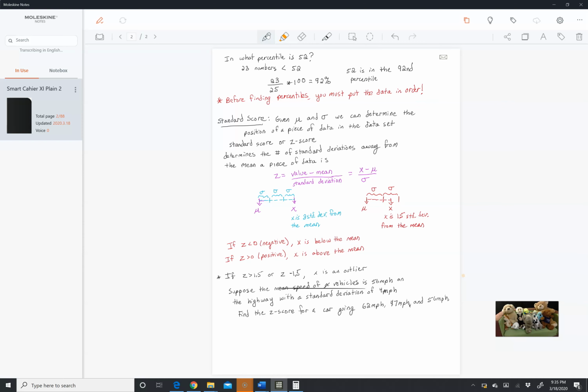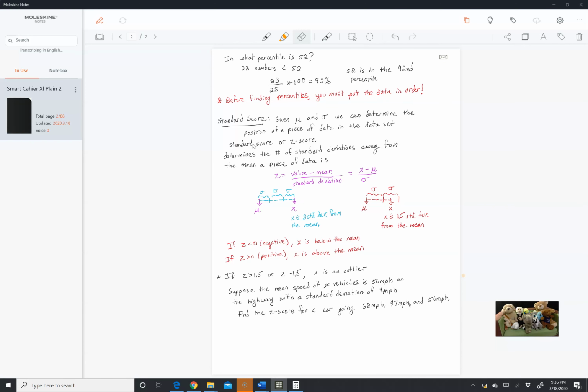Now, one of the reasons that we might use this is to try and determine, are we driving safely on the highway? We don't want to drive too fast and we don't want to drive too slow. So let's see what's going on here.